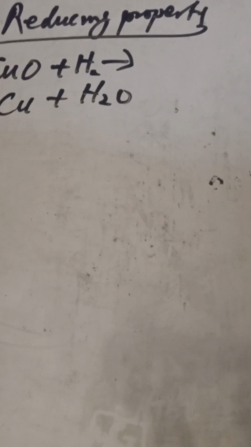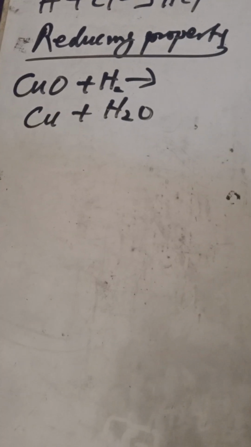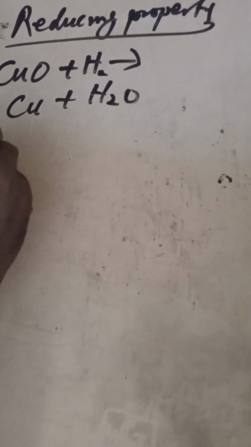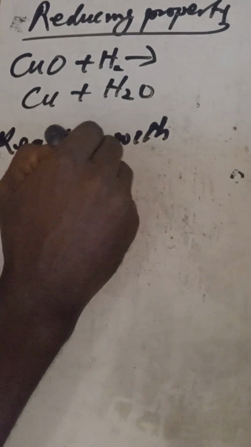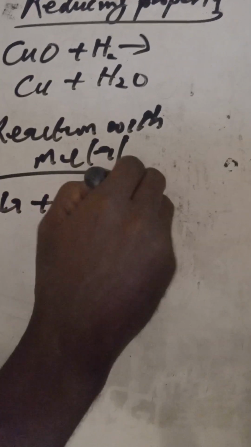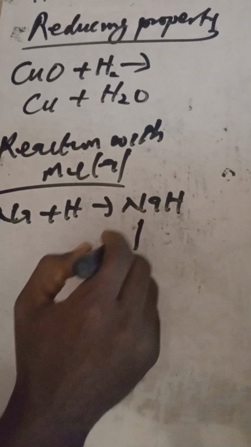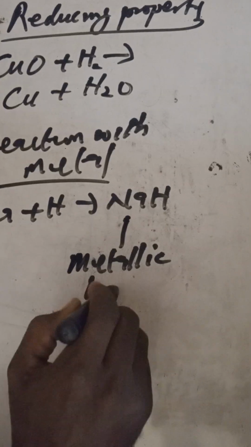So let's look at hydrogen combining with some metals. It combines with metals to produce hydrides. Reaction with metals: you have something like sodium combining with hydrogen. It gives us sodium hydride. This is a hydride. It combines with metal to produce metallic hydride. So these ones are what we call the hydrides.